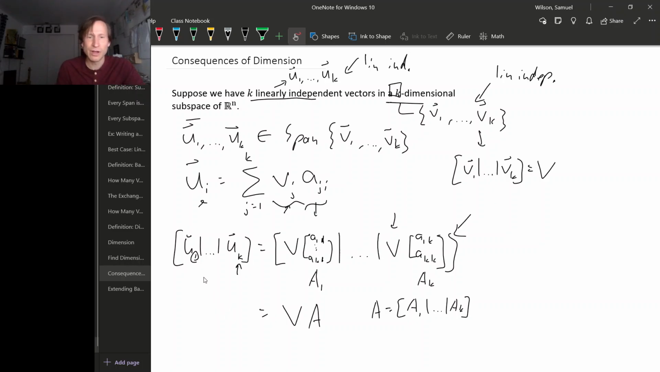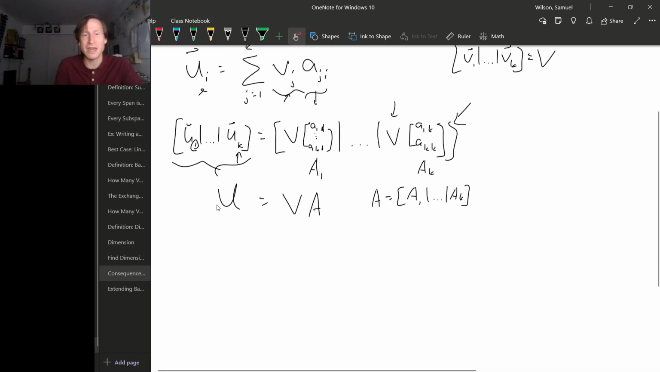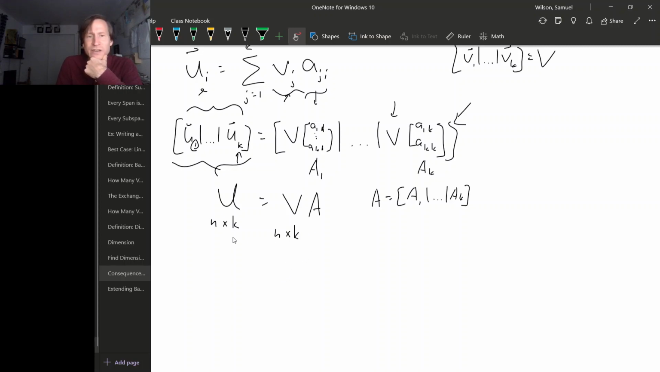Okay, and this matrix here, of course, we'll just call U. So U is V times A. Since all the u vectors are in R^n, U has to have n entries, so n rows. And we know there are k columns here because that's how many u vectors we started with, so it's n by k. V is also n by k for exactly the same reasons. And for the matrix product to be defined, and for it to produce an n by k result, A has to be k by k.